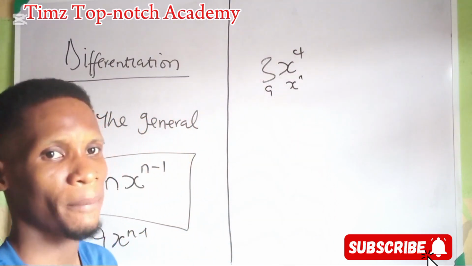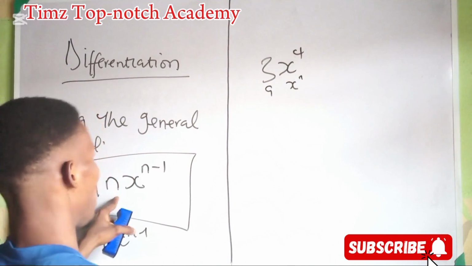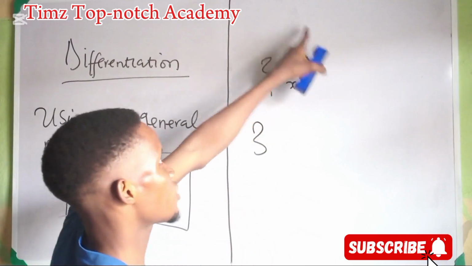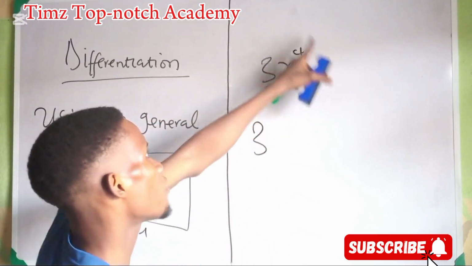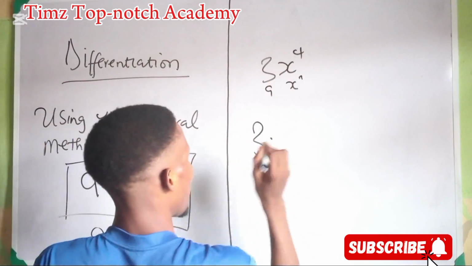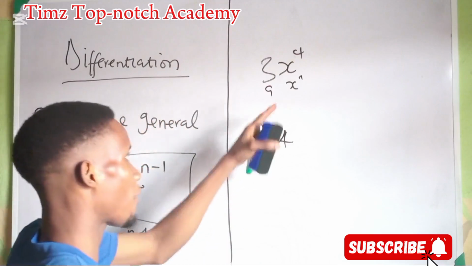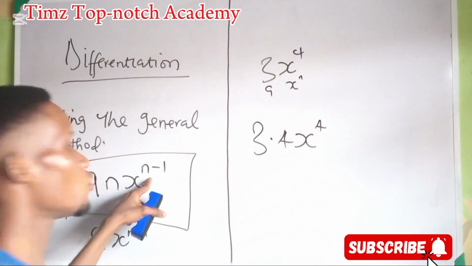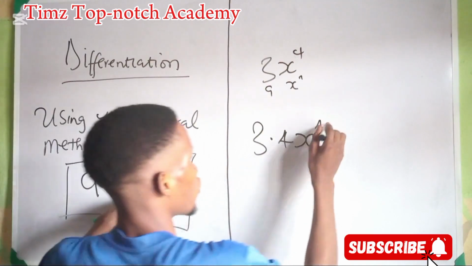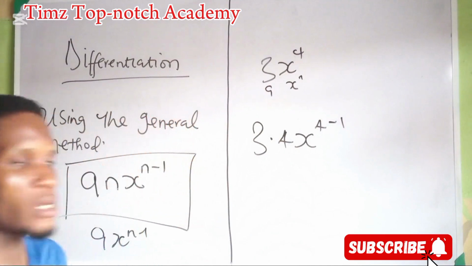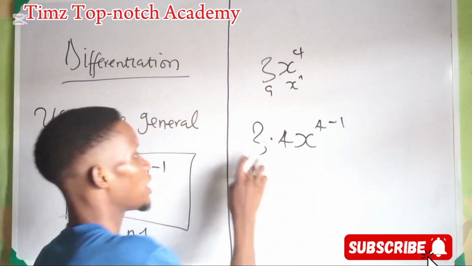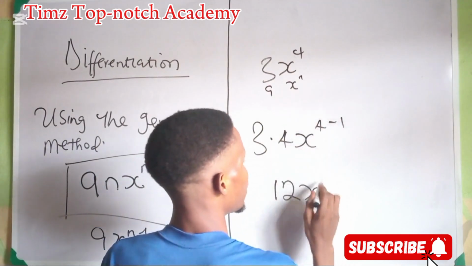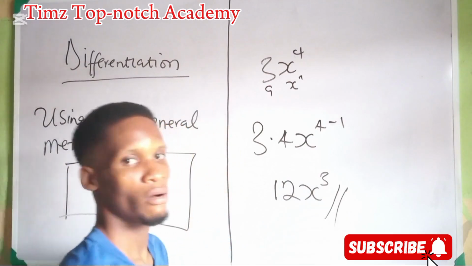So how do you go about that now? You say an, so it means 3, then n, this power here, is coming down. Do you understand? This power is coming down. So it will now be multiplied by 4, which is the power. Then s raised to power 4, which is n, then minus 1. That's how you go about it. So 3 times 4 is giving us 12, s raised to power 4 minus 1, which is 3. This is the answer.